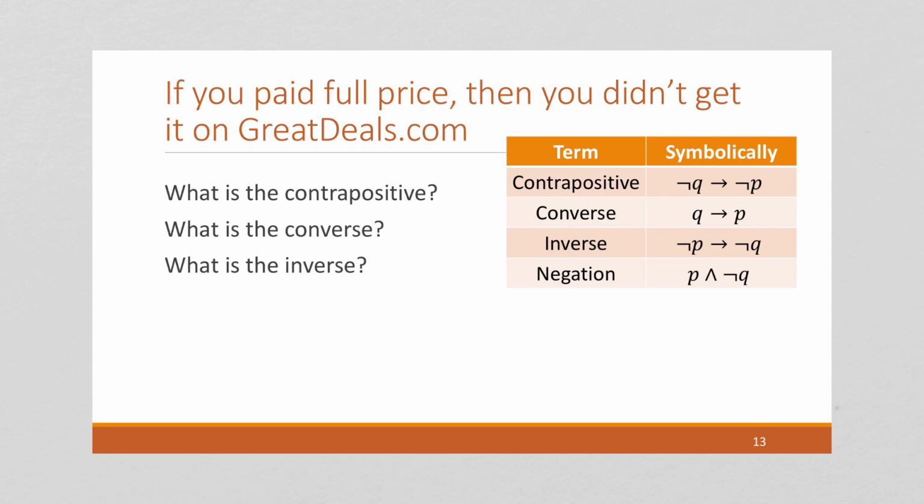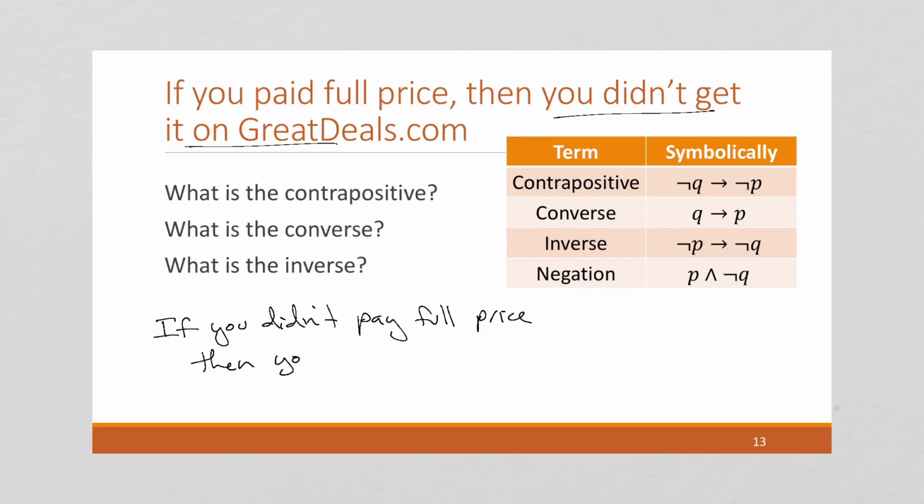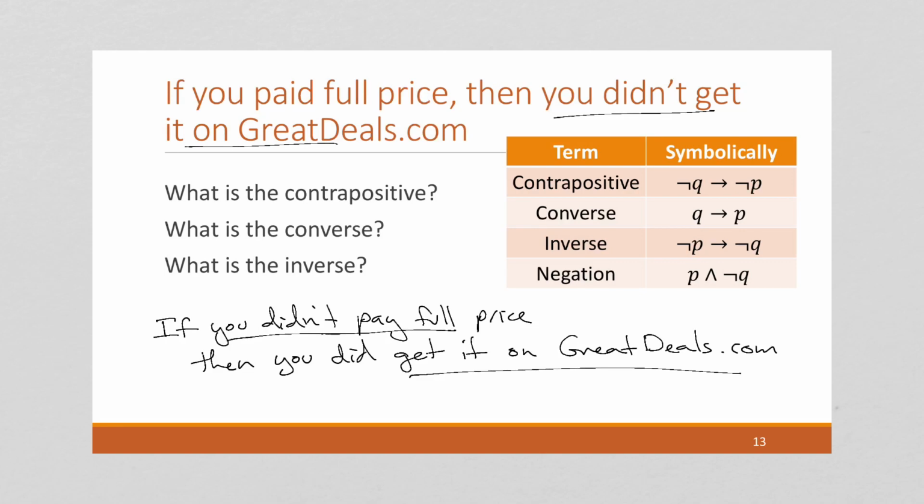Similarly, with the inverse, we're going to get the negation of P, meaning if you didn't pay full price, then now we're doing the negation of this latter part, then you did get it on greatdeals.com. And once again, this is not necessarily the case. What if you got it at a garage sale? You didn't pay full price, but that does not mean that you got it at greatdeals.com. So again, this is not equivalent to our original statement.